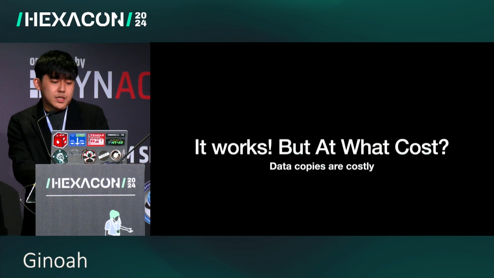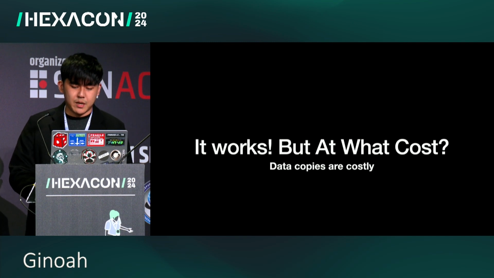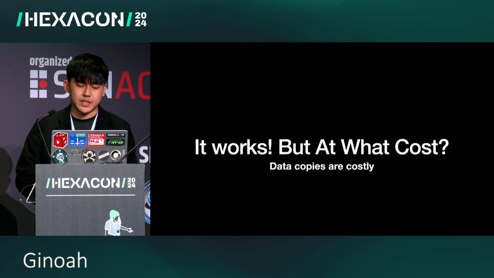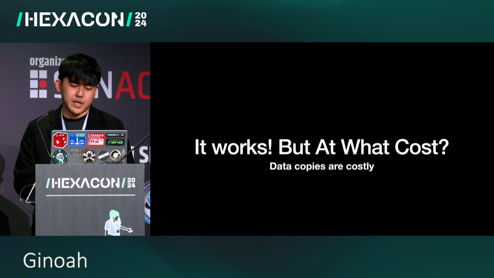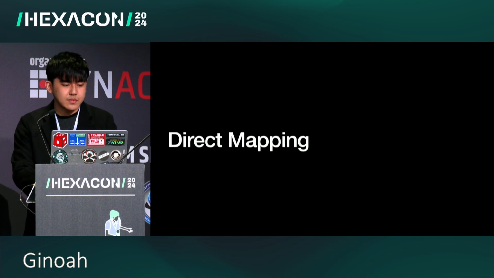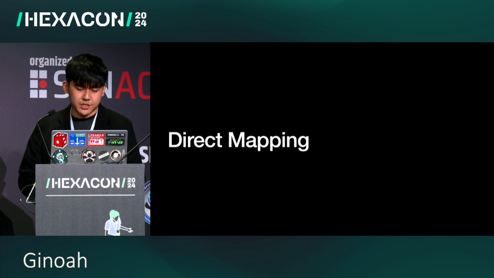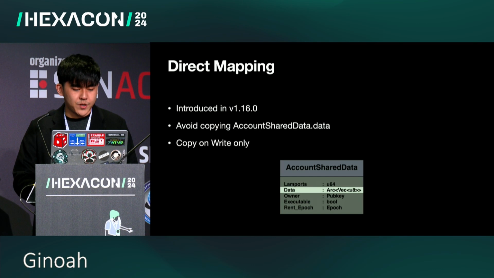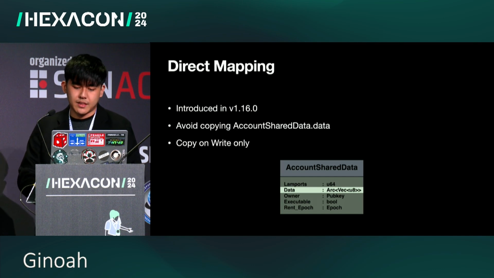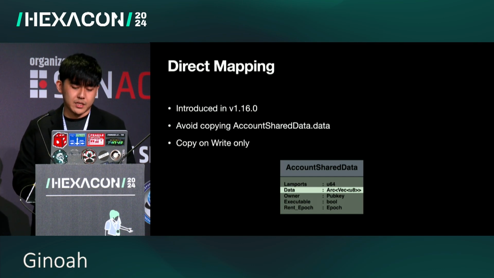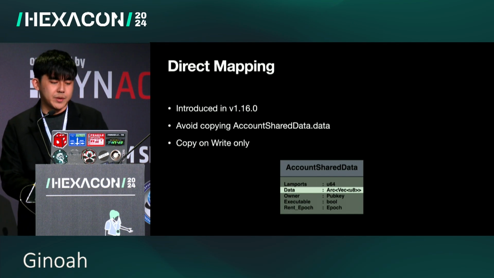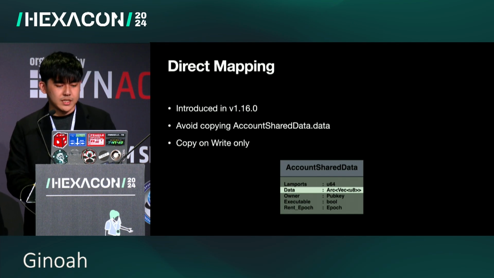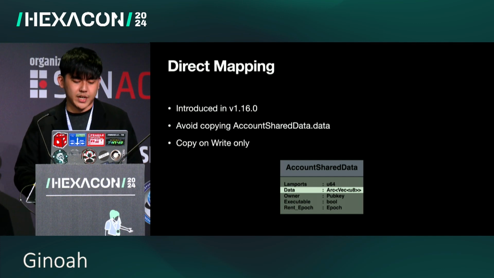So it works, but the current serialization and deserialization-based account passing scheme requires a copy when entering a new context and another when leaving it. These data copies are costly and create a bottleneck for execution speed. To address this, an optimization called direct mapping was introduced in version 1.16. The overhead only becomes significant when the length of data being copied is large, so we only need to avoid copying the data field. Also, a copy is not necessary when reading account data. It is only required to prevent data pollution when writing to an account.